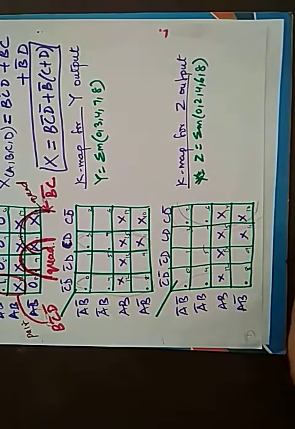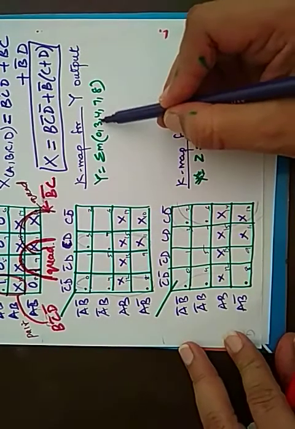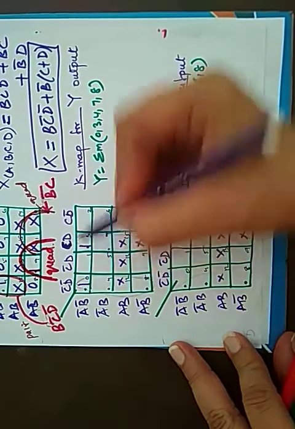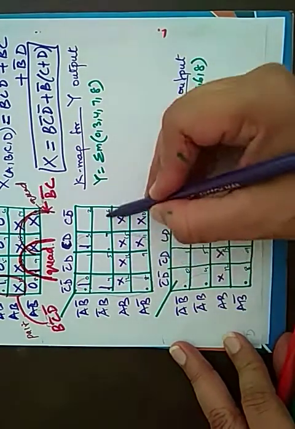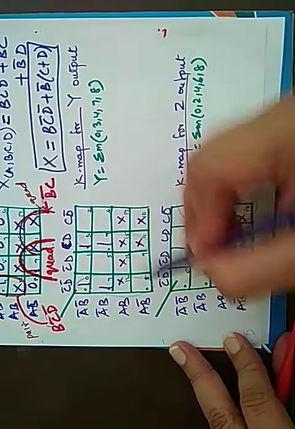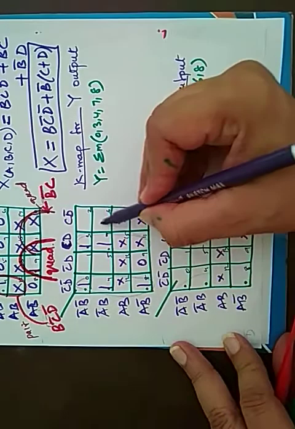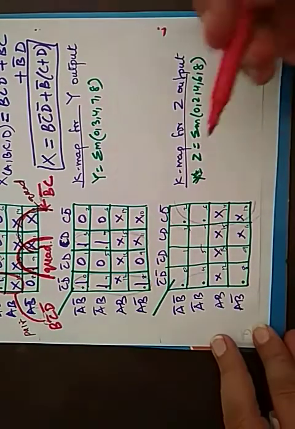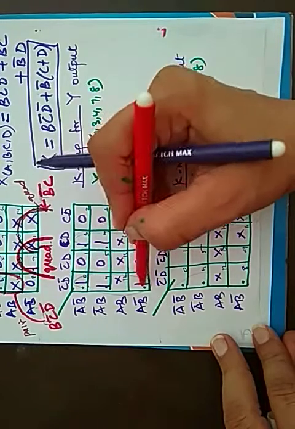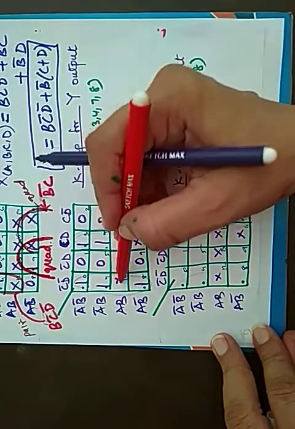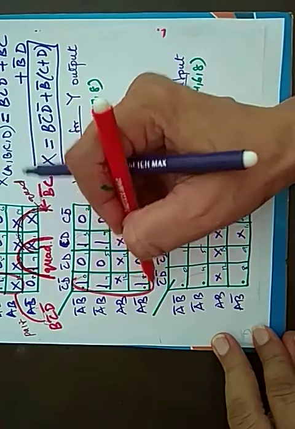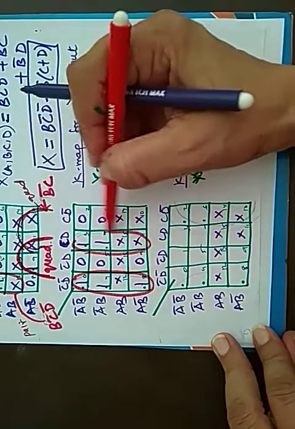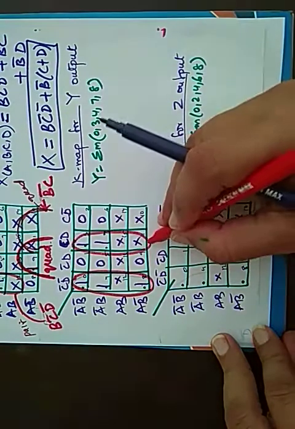So the third output Y is 0, 3, 4, 7, 8. So let's put the 1s at 0, 3, 4, 7, 8. Remainings are zeros. And when you do the grouping, we have to group the ones. So you have 3 ones here, 2 ones here. This is a cross. We can make use of the cross. So this we find as the best quad. And you find another quad over here. So we have both quads.